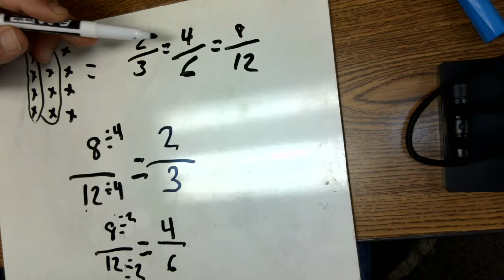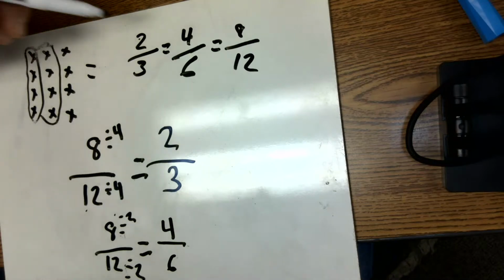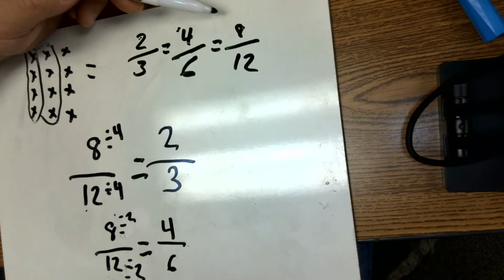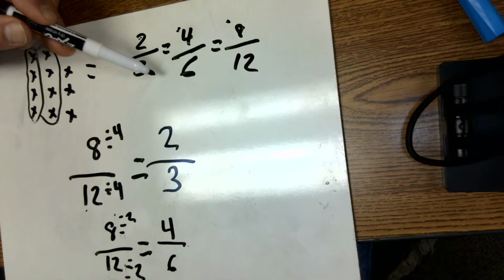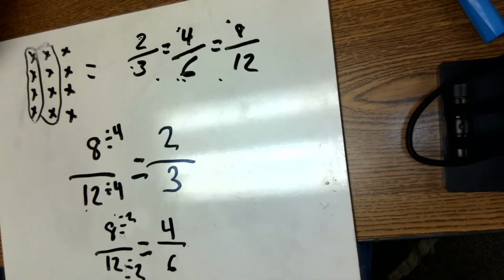Look at the pattern. 2, 4, 8. What did I multiply by every time? 2. Yeah, 2. 2 times 2 is 4. 4 times 2 is 8. 3 times 2 is 6. 6 times 2 is 12. They're all equivalent fractions because they all multiply by 2.